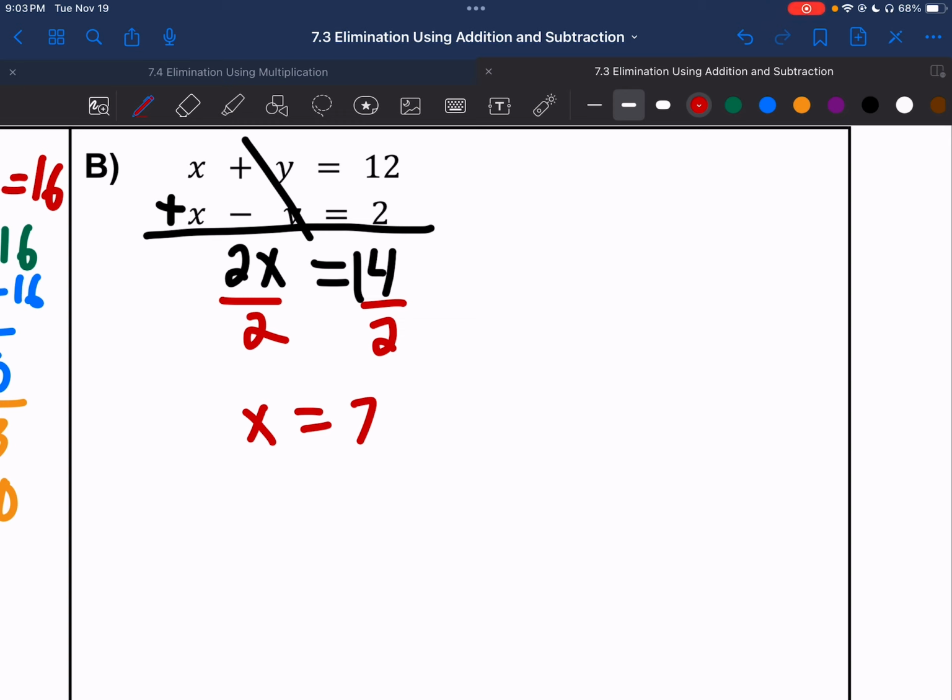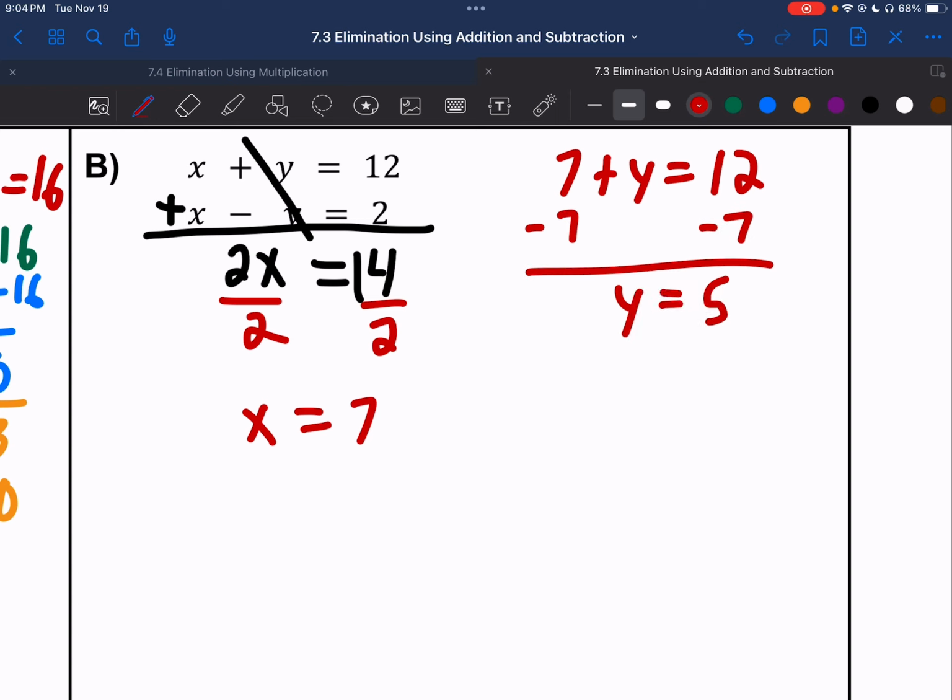Now I'm going to use my top equation. 7 plus y is equal to 12. We subtract 7 from both sides. Y equals 5. My ordered pair then would be 7, 5.